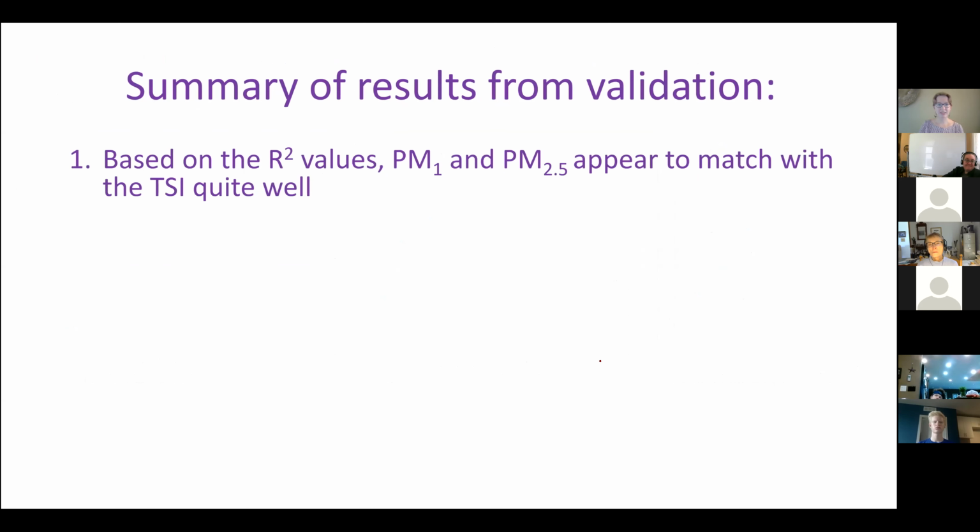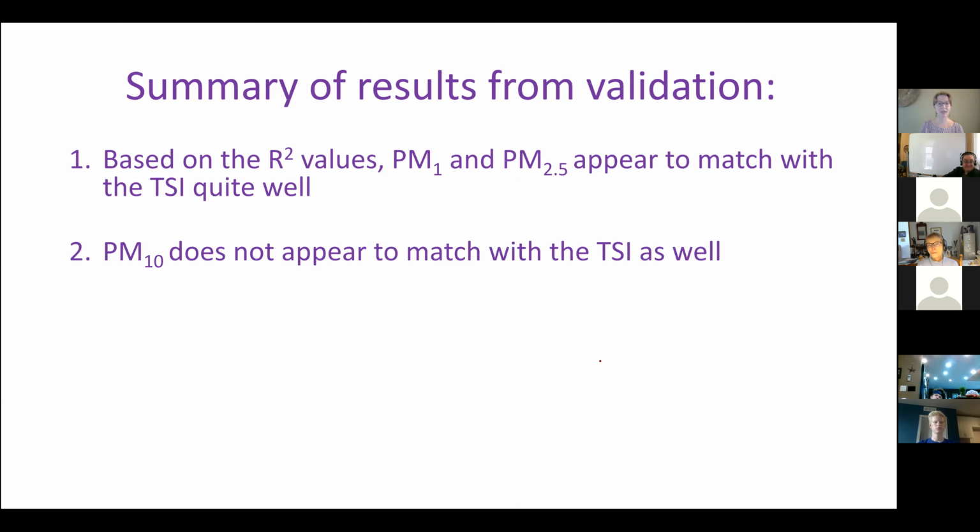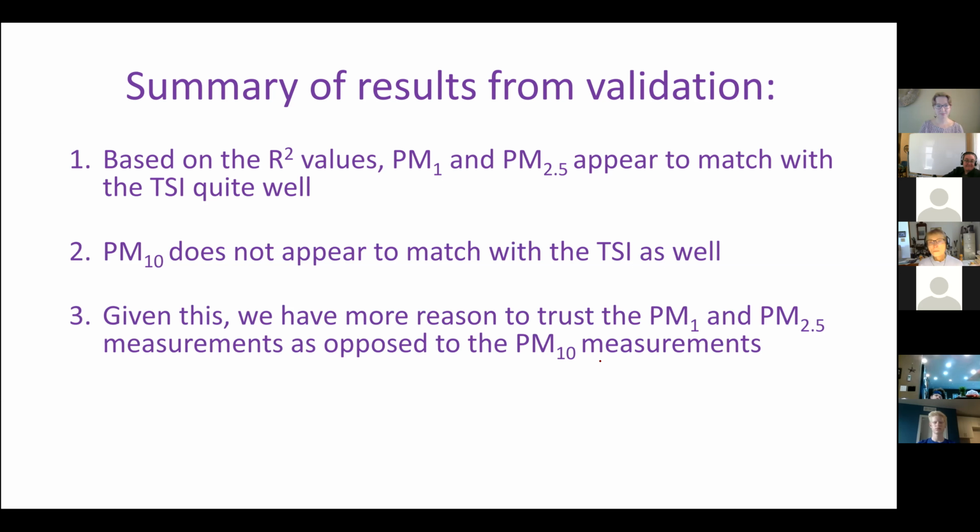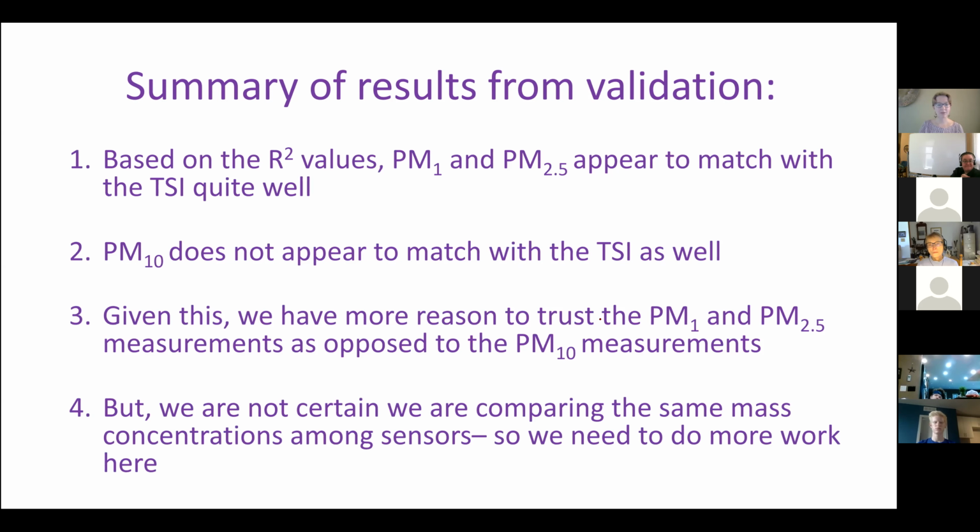So what this means is that right now, based on the R-squared values, our PM1 and PM2.5 data appear to match with the TSI quite well. However, the PM10 does not appear to match with the TSI as well. Given this, right now we have more reason to trust the PM1 and the PM2.5 measurements as opposed to the PM10 measurements. But again, we're not certain we're actually comparing the same mass concentrations among sensors, so we need to do more work here, and this will allow us to analyze the data in more robust ways in the future.